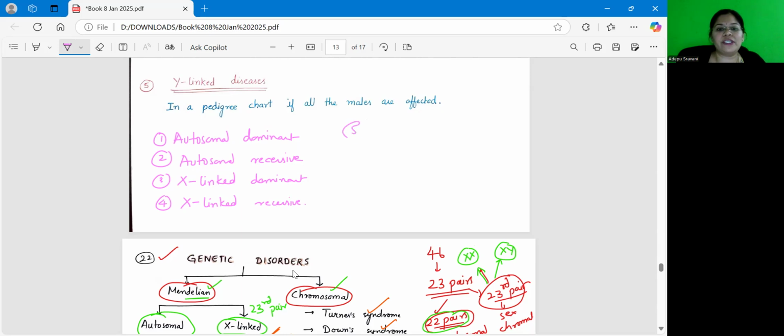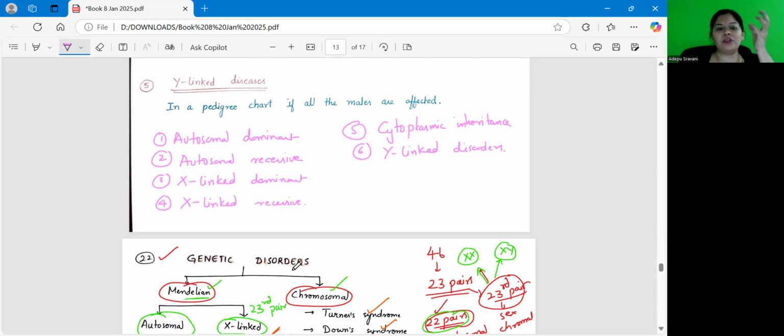Now, the fifth is cytoplasmic inheritance and Y-linked disorders. Okay. So these are the 6 disorders they usually ask in this pedigree analysis concept.